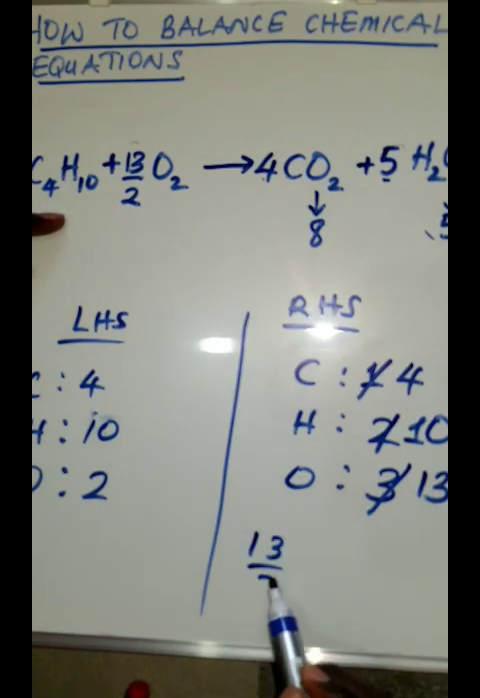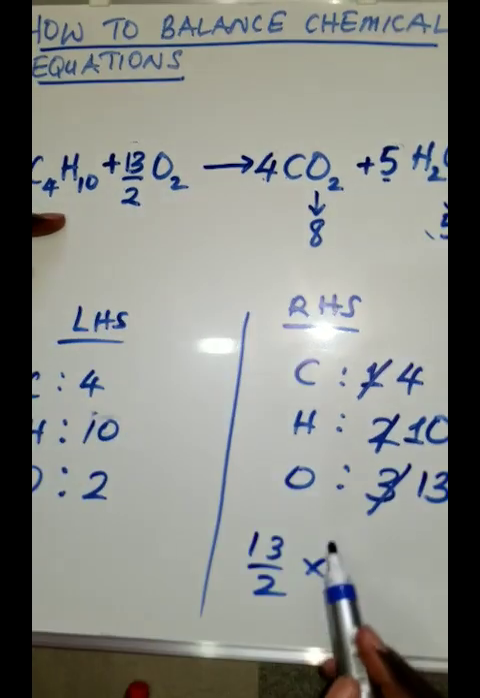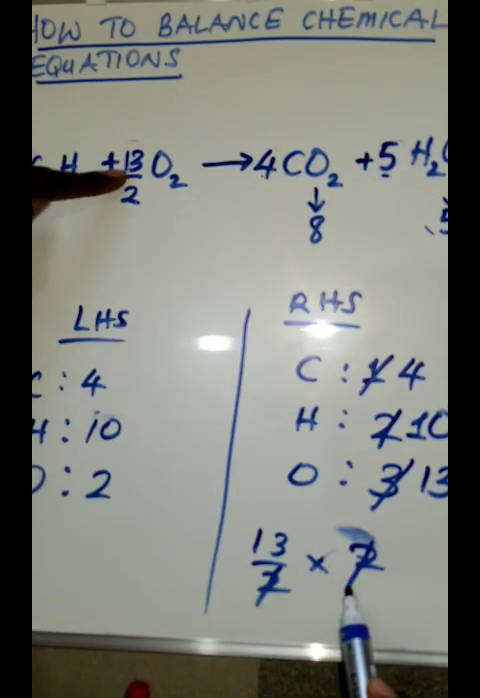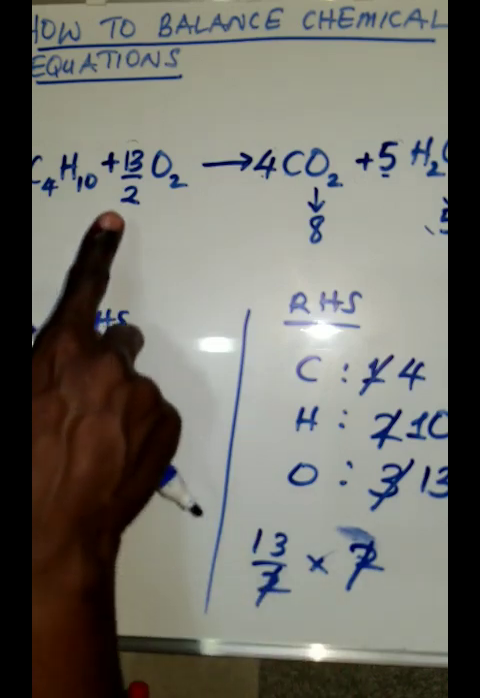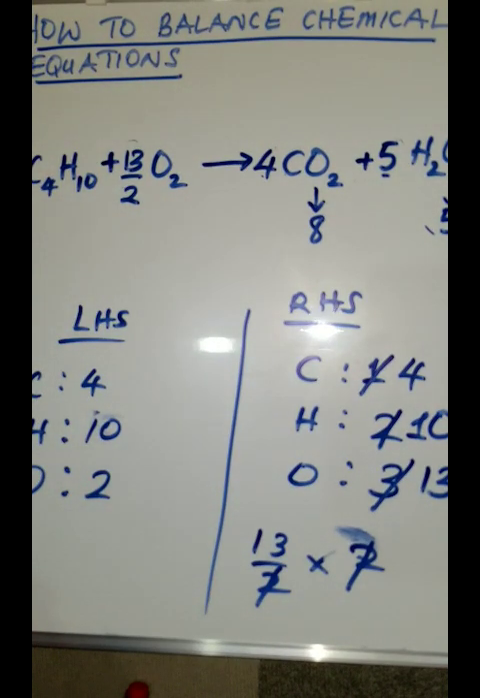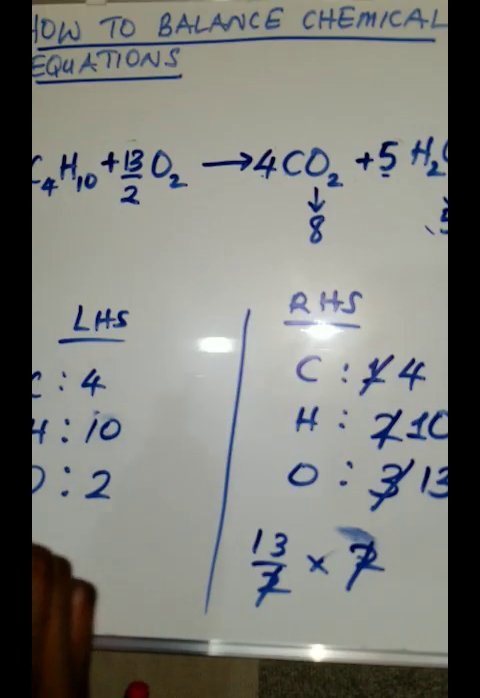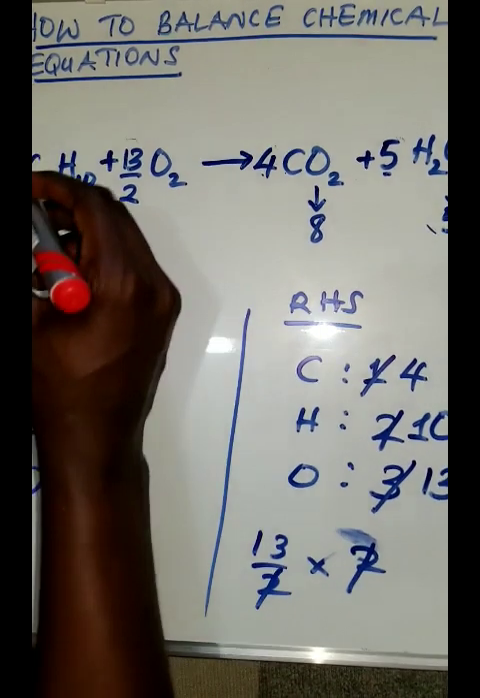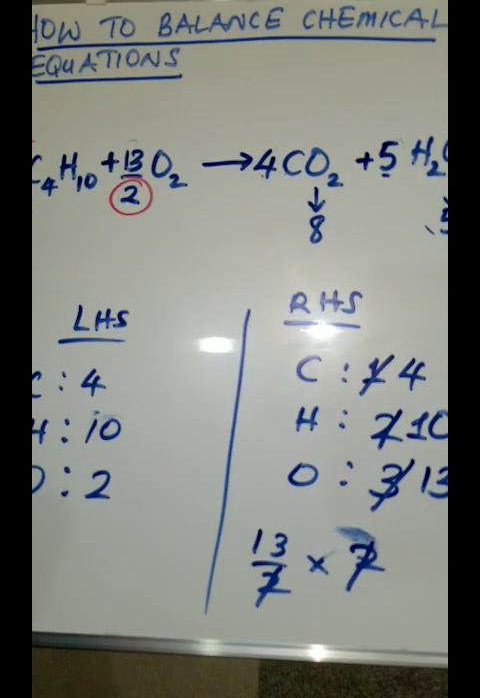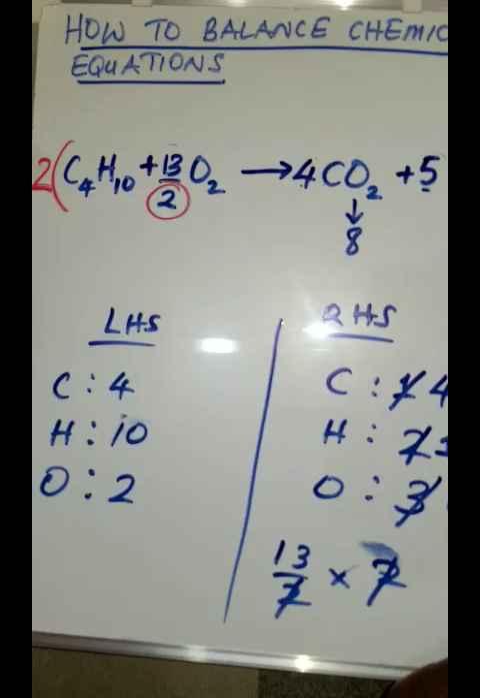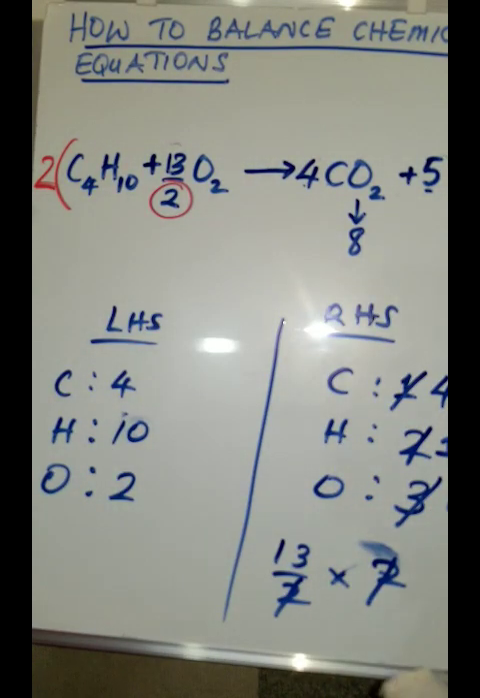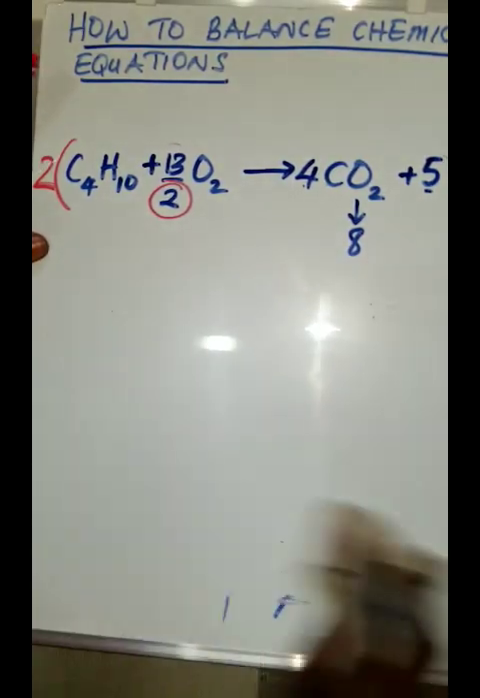Remember, when you have 13 over 2, multiply by this 2 that is there, this 2 and that 2 will cancel. You remain with just 13. But when you are balancing, you do not want fractions as coefficients. So you get rid of the fractions as coefficients. So what do you do? What you simply do is that you multiply the whole of this by the denominator that you have, which is a 2. So I'm going to actually multiply throughout by 2 so that I can see what will be the new coefficients that I'm going to have.